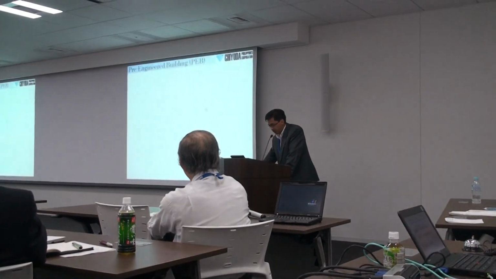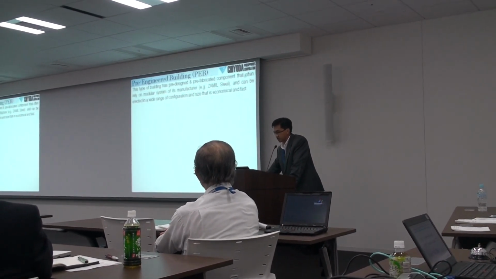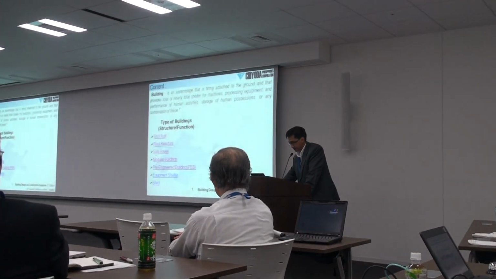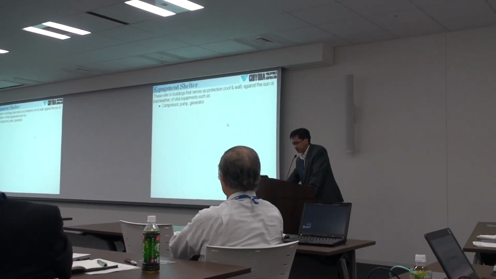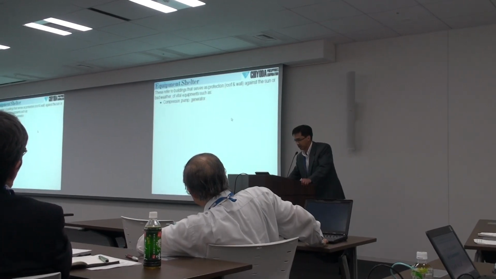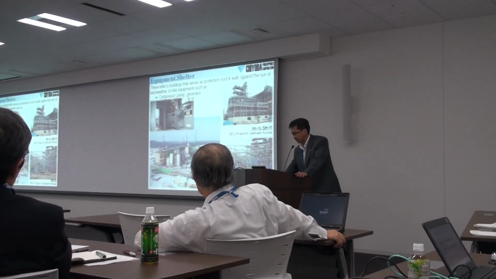Then the pre-engineered building, or PEB, is made of pre-designed or prefabricated components that often rely on a modular system. Equipment shelter refers to a building that serves as protection, meaning walls and roof protection against the sun and bad weather, of vital equipment. An example is the SCG project.